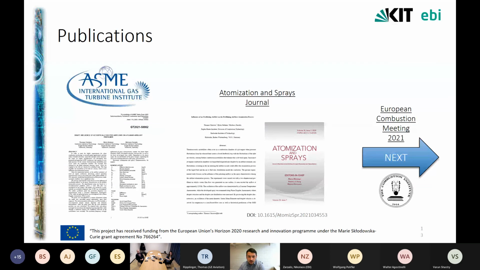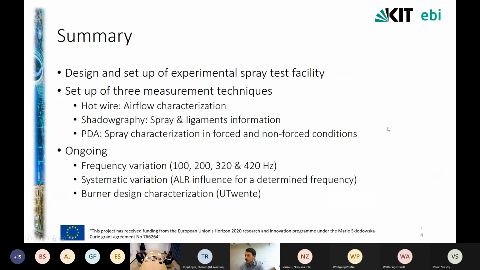Finally, the publications from these research activities: we have already made one in the Atomization and Sprays journal, one at this year's ASME Turbo Expo, which has been accepted recently, and the next one that we're targeting is the European Combustion Meeting of this year.